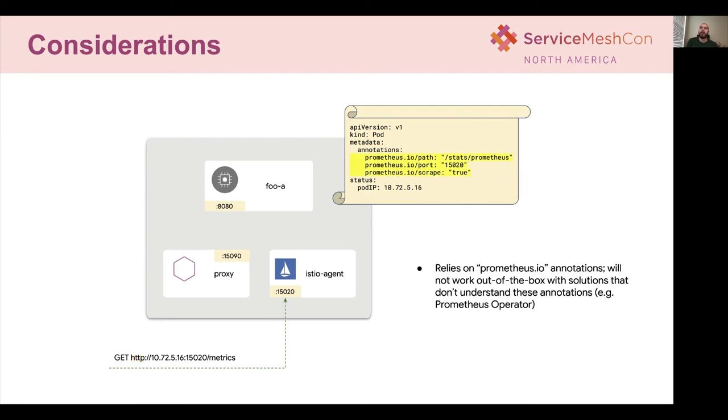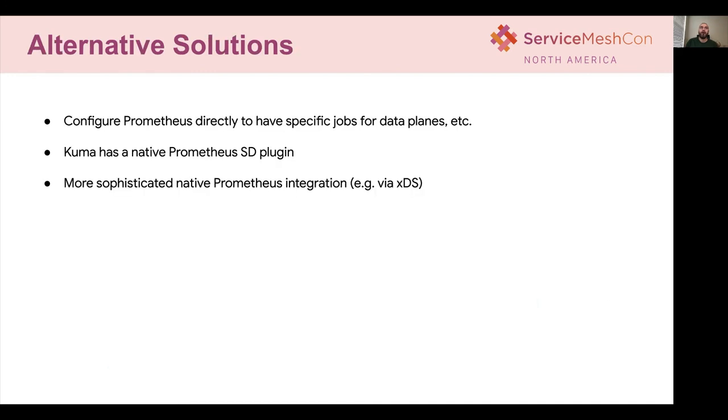And like I mentioned earlier, this solution requires Prometheus annotations to work. So if you're using a tool that doesn't respect those Prometheus annotations, this will not work either. A very common example of that is the Prometheus operator, which has its own CRD-based mechanism, custom resources that tell Prometheus where to go to scrape. In that case, the annotation-based solution will not work. In general, though, there are other alternatives to solve this. You could configure Prometheus directly to understand where the data planes live, whether that's through convention or well-known labeling, and you don't have to worry about merging them together.